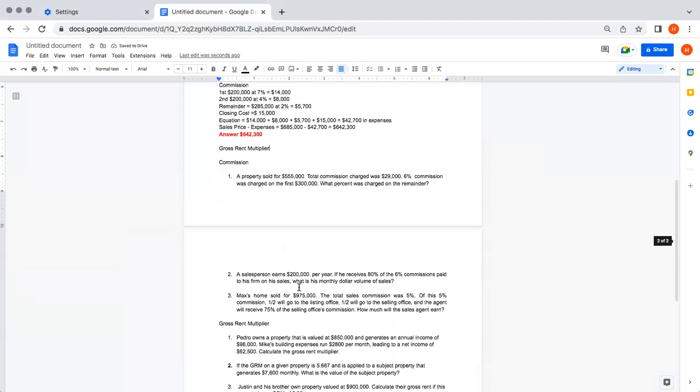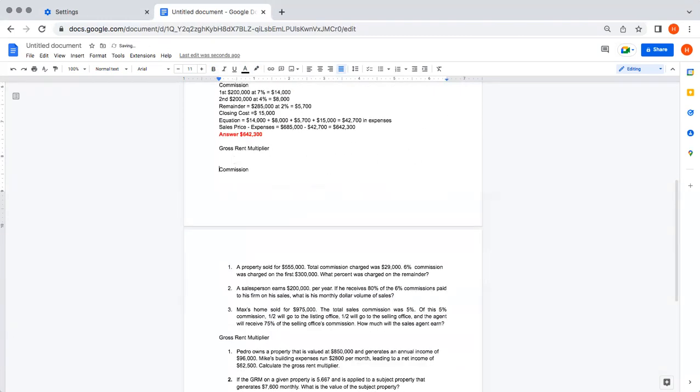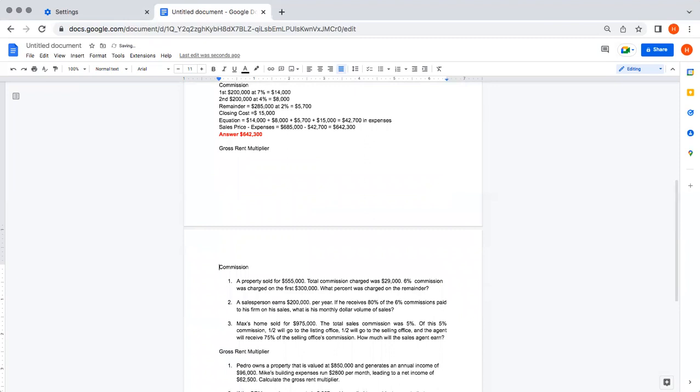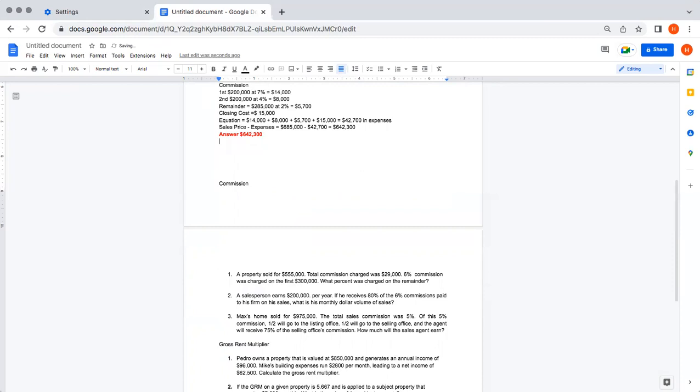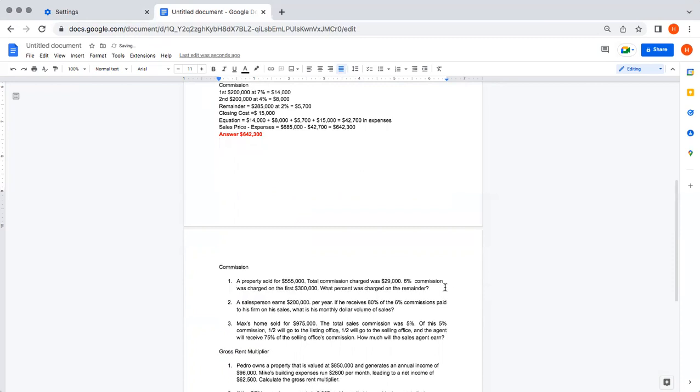Okay. Gross rent multiplier. Let me start another sheet for that. Did I have that there? Okay, that shouldn't be there. All right, well, we'll go with the commission first then. But I'm going to start that on another sheet.